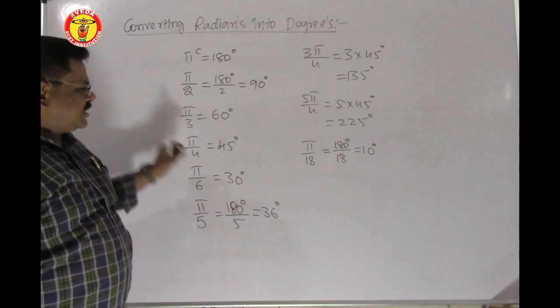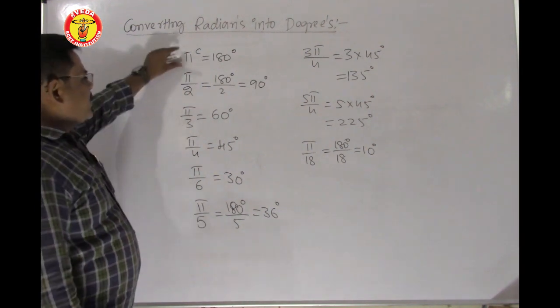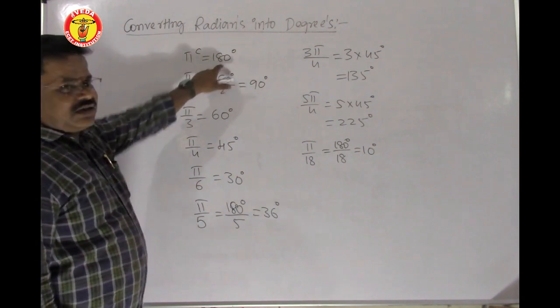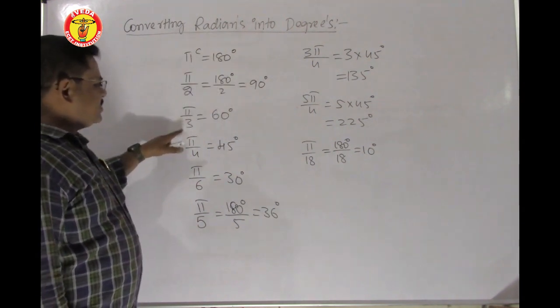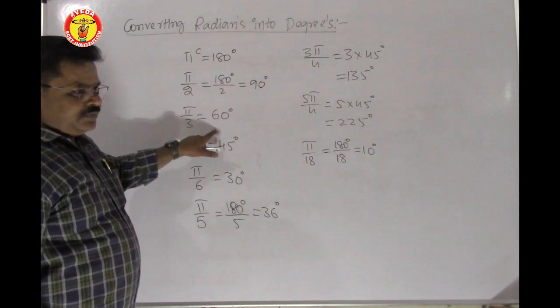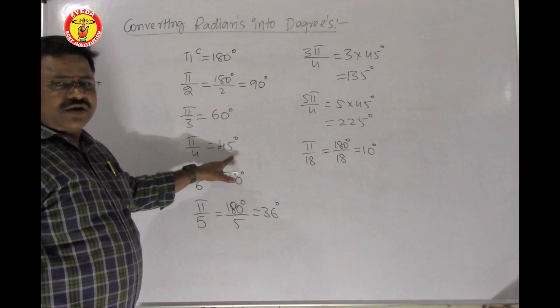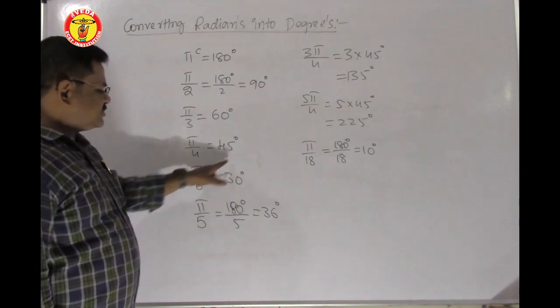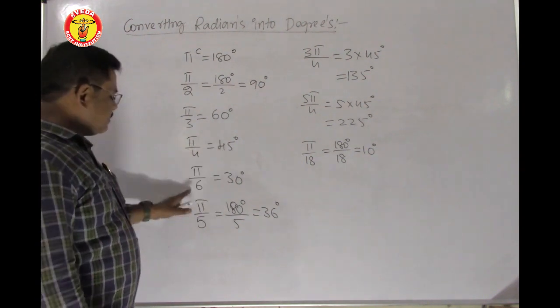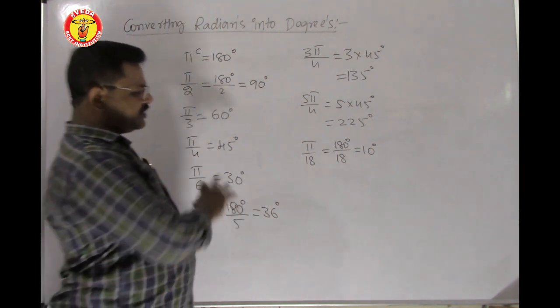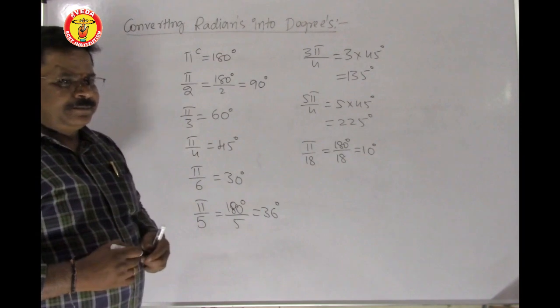These are very simple concepts. Pi is 180 actually. So pi by 2 means immediately 180 by 2. Pi by 3 means immediately 180 by 3, obviously 60 degrees. Pi by 4 means 180 by 4, 45 degrees. Pi by 6 means 180 by 6, 30 degrees. Pi by 5 means 180 by 5, that is 36 degrees. Like this we can make the conversion very easily. Clear?